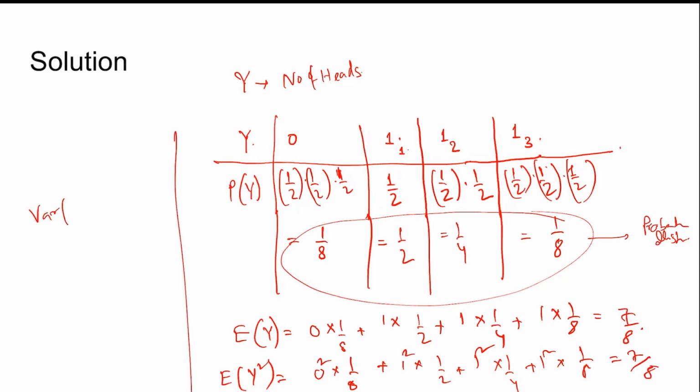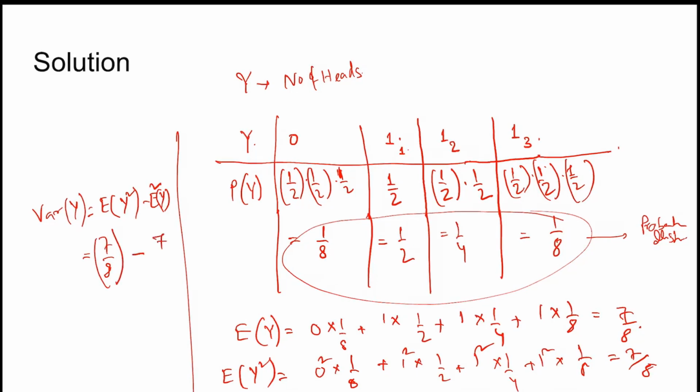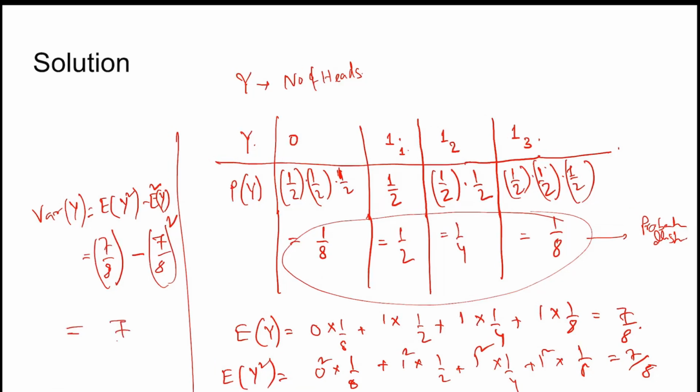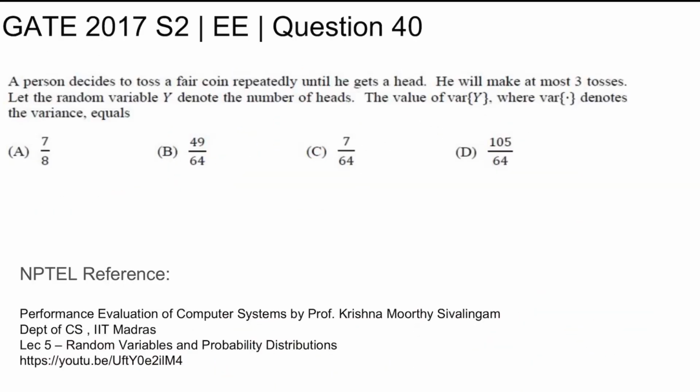Now we see var y is expectation of y square minus expectation of y whole square, which is equal to 7 by 8 minus 7 by 8 whole square, which is equal to 7 by 64. So the correct answer is option C, 7 by 64.